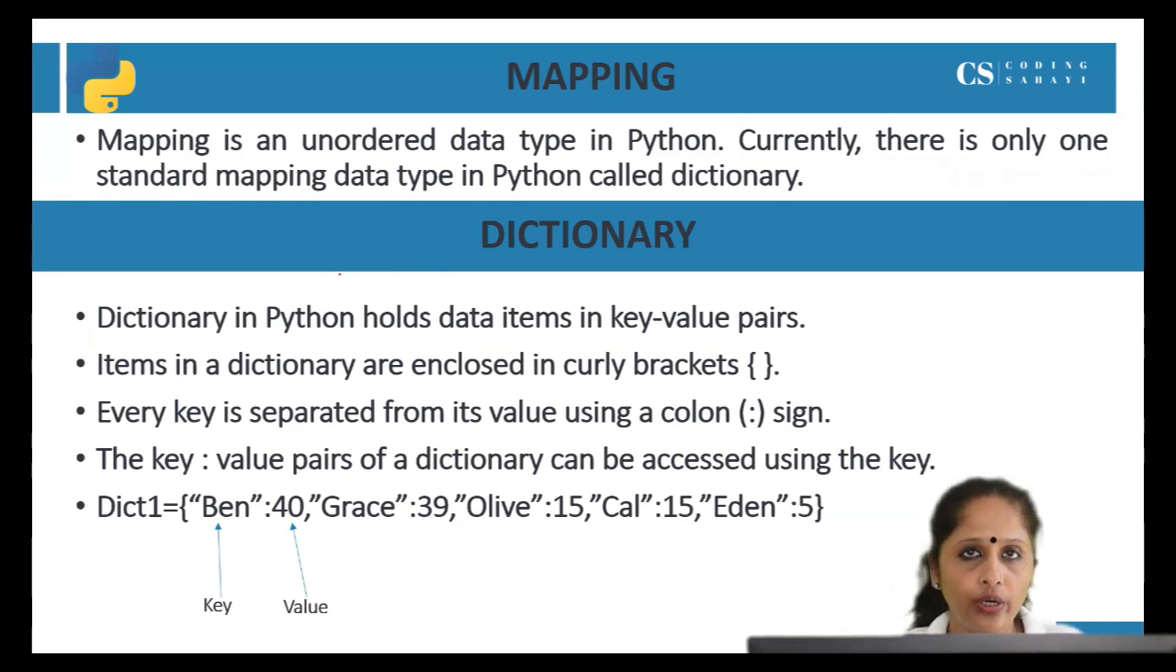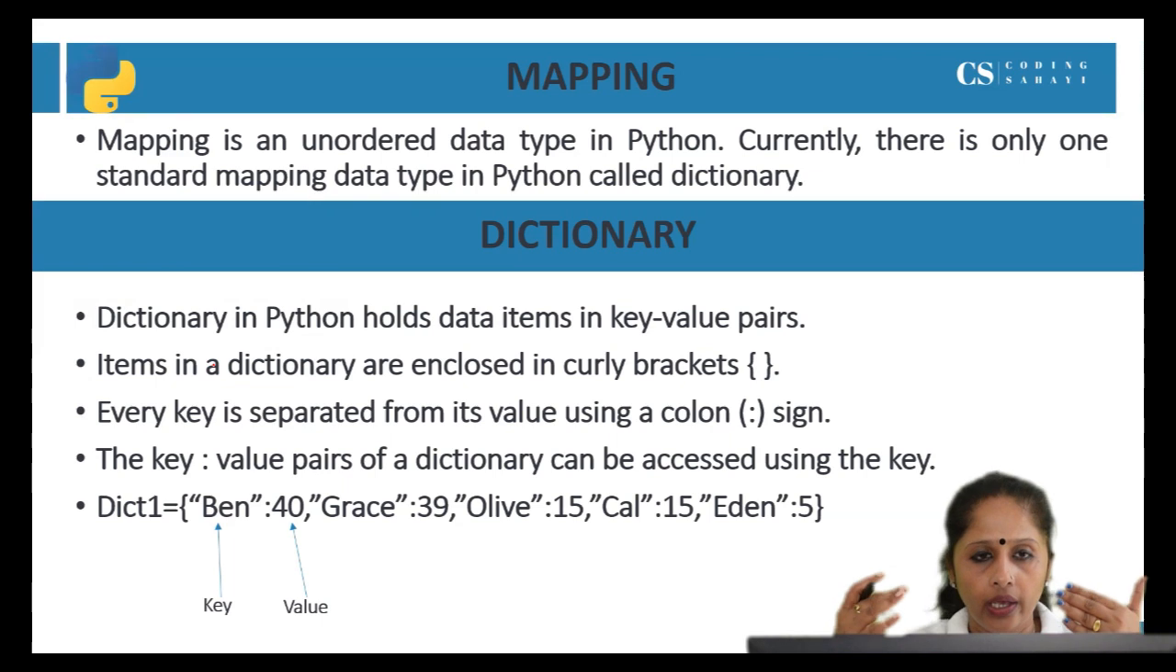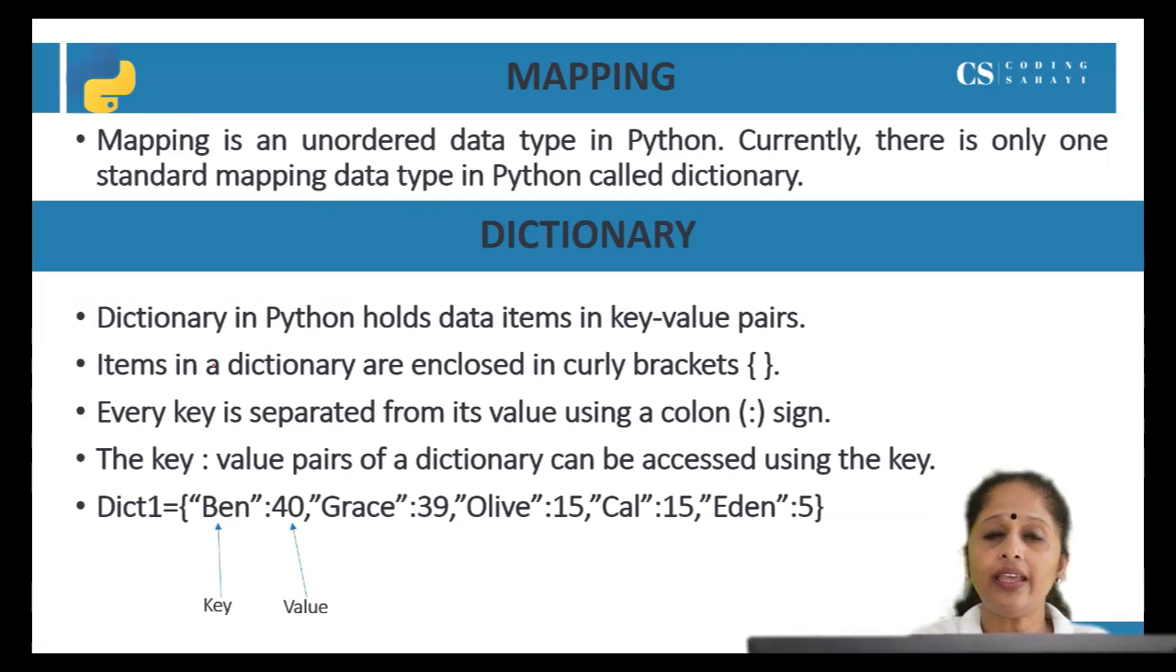This is also an unordered collection of data, so let's see what a dictionary is. A dictionary in Python holds the data in key value pairs. For lists and strings, I told you there are indexes. But for a dictionary we don't have any indexing, instead we have key value pairs. For example, in a school register, roll number and name are connected. In the same way we have key and value pairs in a dictionary.